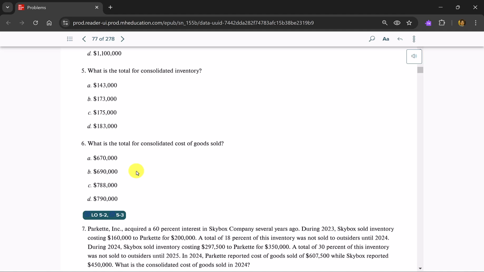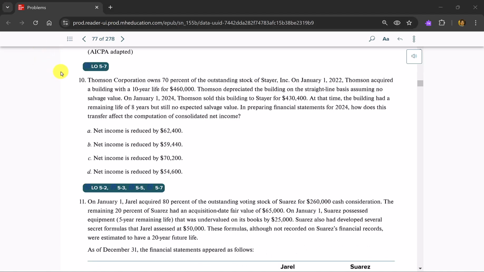Okay, let's try one more problem. What you're looking at is problem number 10 at the end of chapter 5. And again, it's going to be a different number in our homework assignment. And you can see it's basically a multiple choice answer, but there's quite a few calculations to get the correct answer. So let's go through the facts.